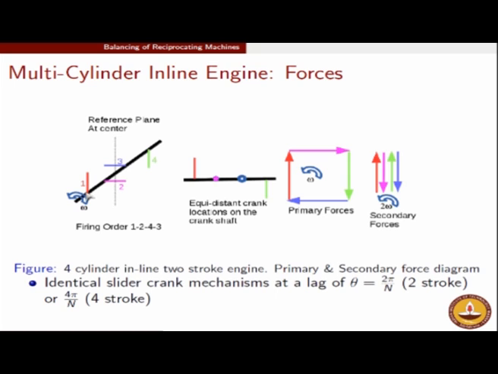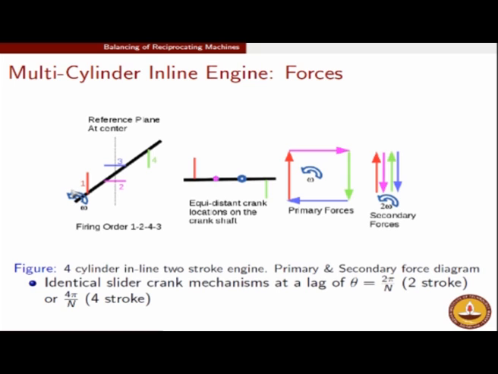So the firing order of these engines is different. We have taken for illustration a 2-stroke engine, but it is 4-cylinder and inline, which means a 2-stroke engine completes its cycle in 2 pi. So with one rotation of the complete crankshaft, the entire engine cycle is completed.